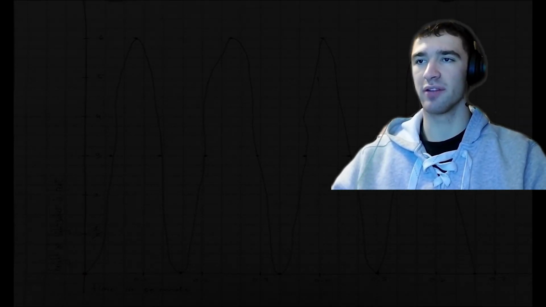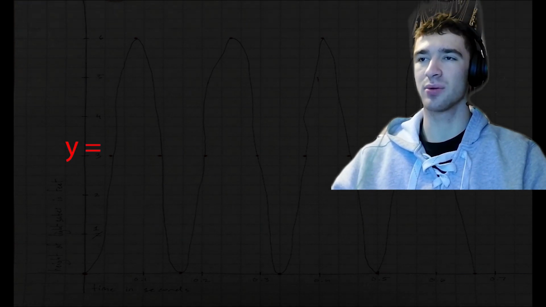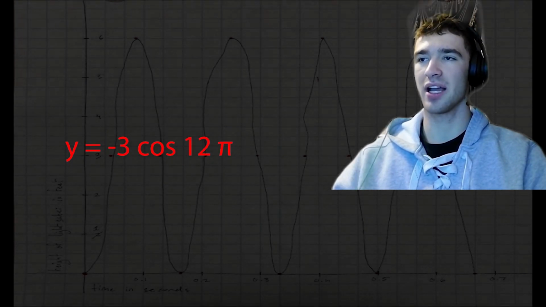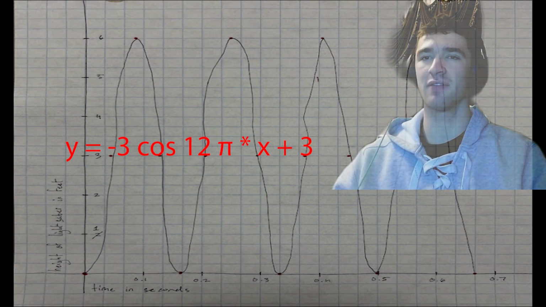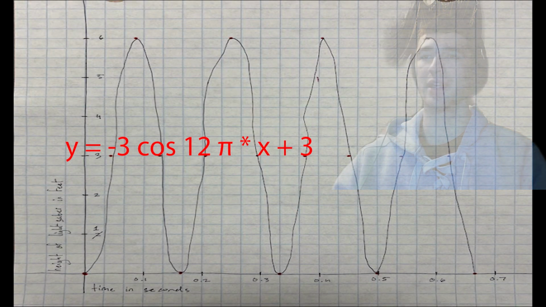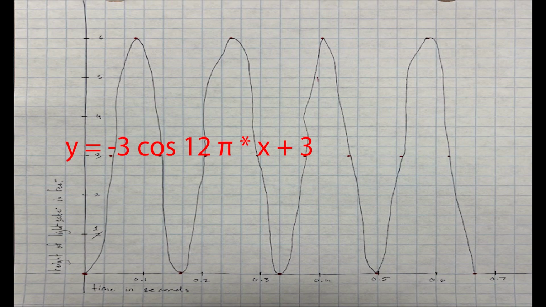The final equation of the graph representing the movement of the lightsaber will be y equals -3 cosine 12 pi times x plus 3, with x being the height of the tip of the lightsaber and y being time in seconds.